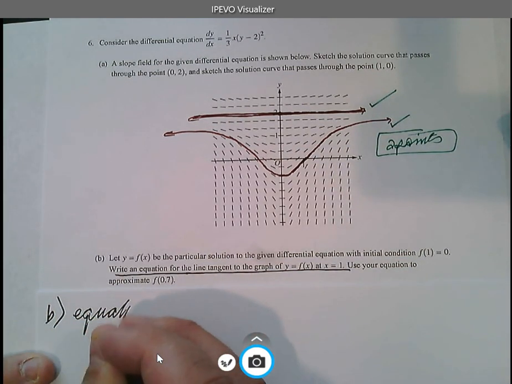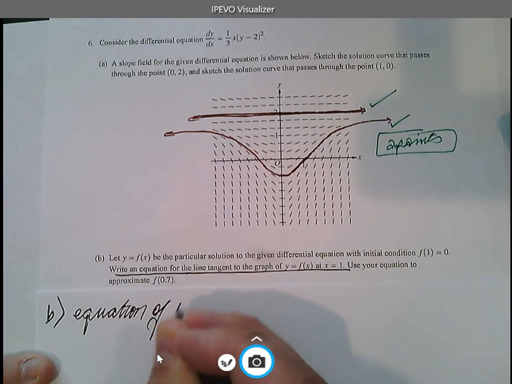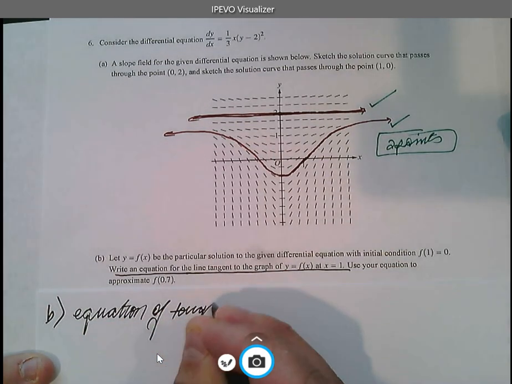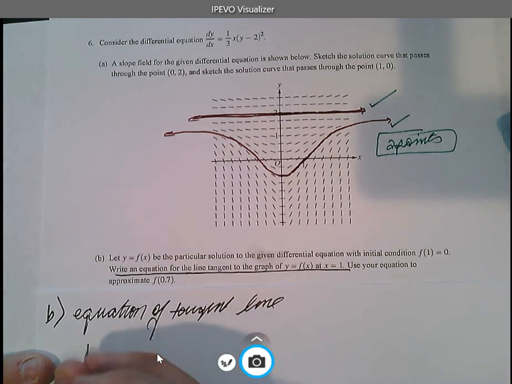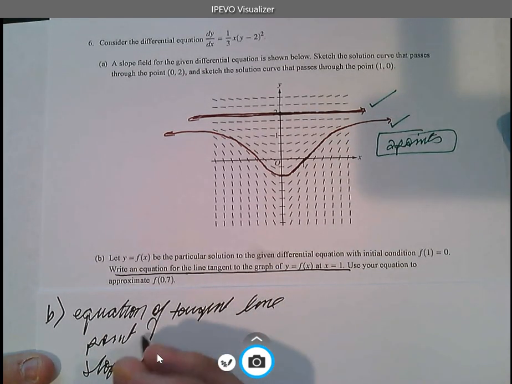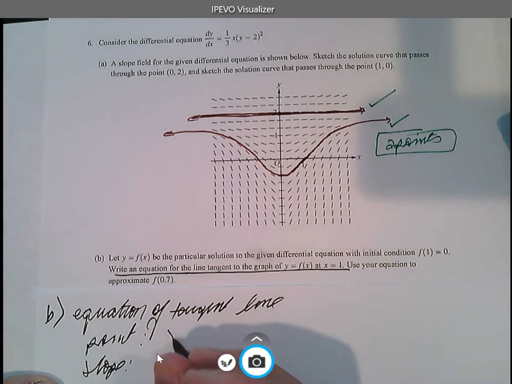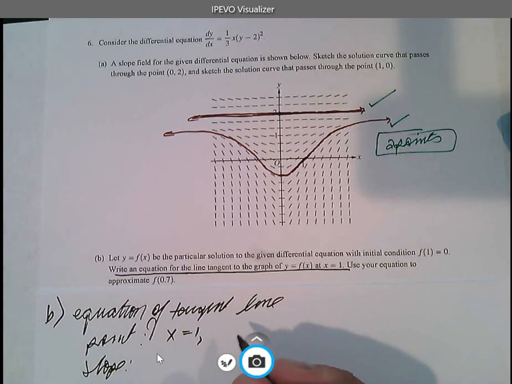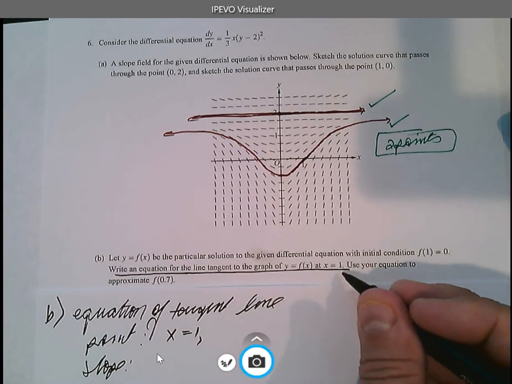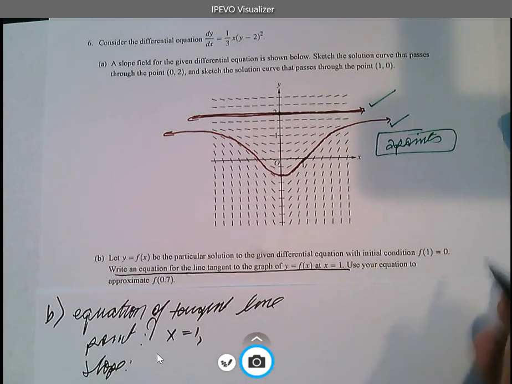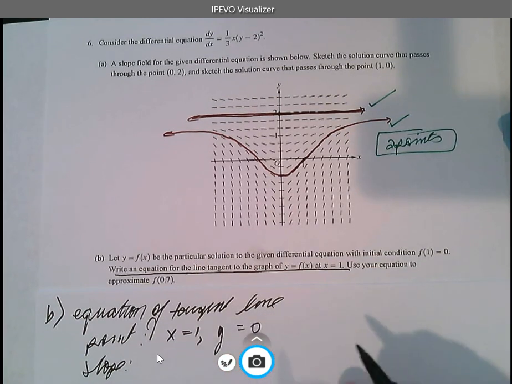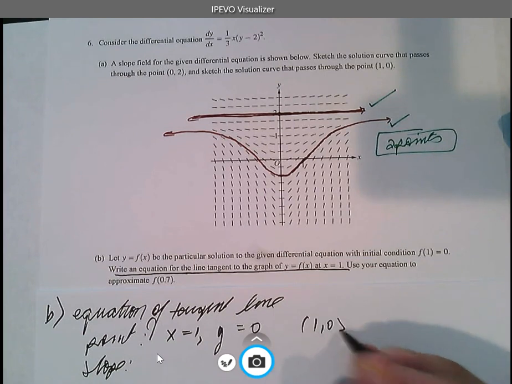To find the equation of a tangent line, you need two things. You need a point, and you need the slope. They gave me the point. They said at x equals 1. Well, I also know that if x equals 1, the corresponding y value is 0. So that's my point, (1, 0).